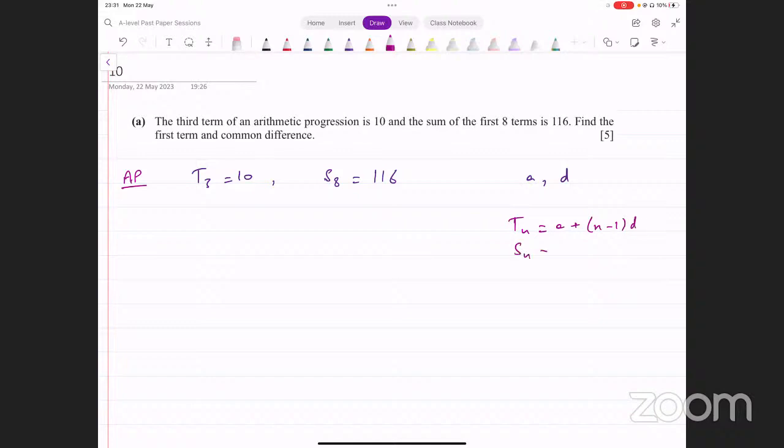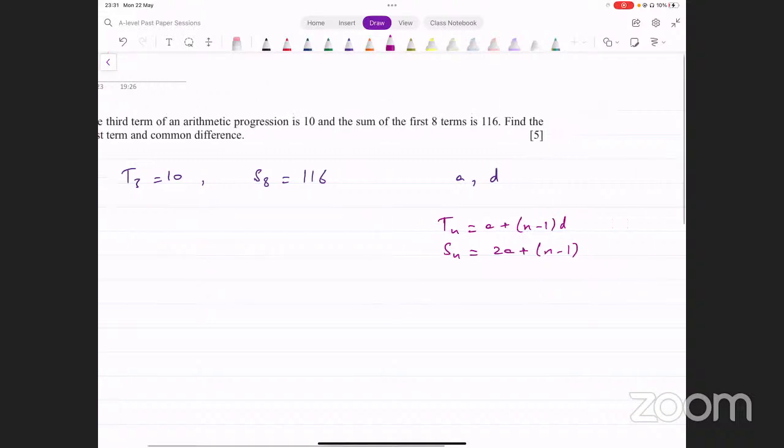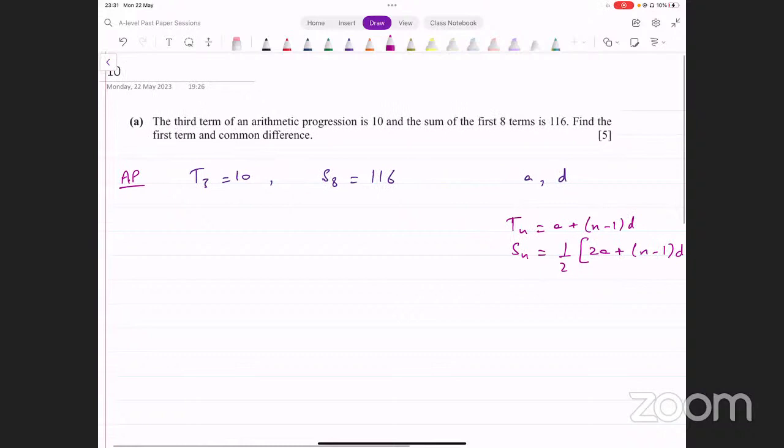And what about the sum formula? That's half n into 2a plus n minus 1 times the difference. ये दो formulas हम use करेंगे, हमारे पास दो equations आ जाएंगी. ये हम देखते हैं क्या आता है.